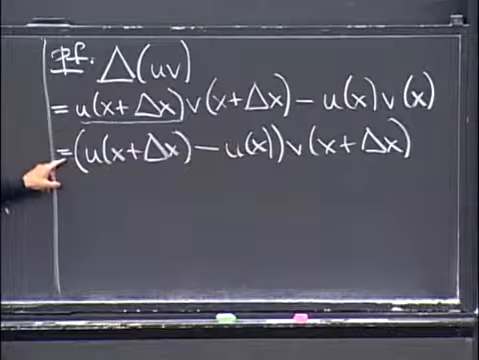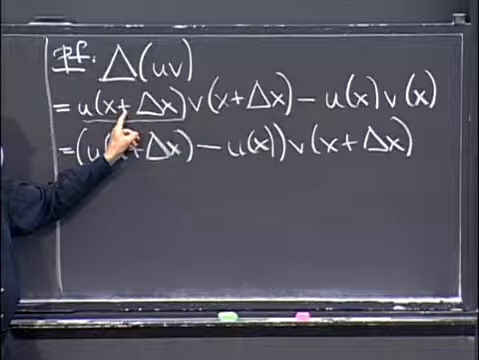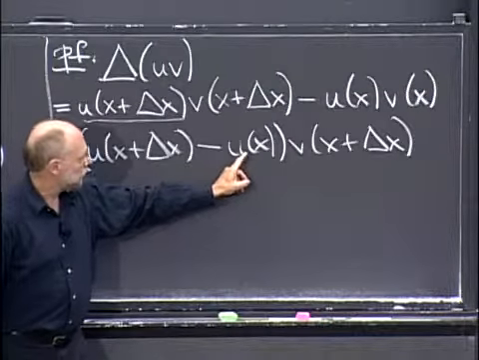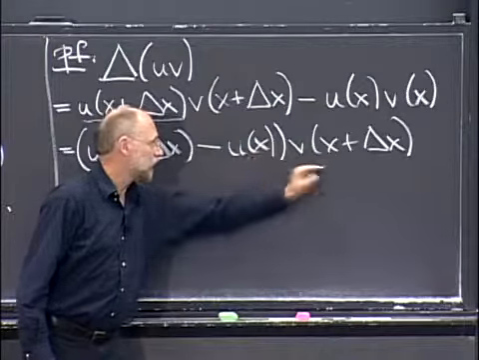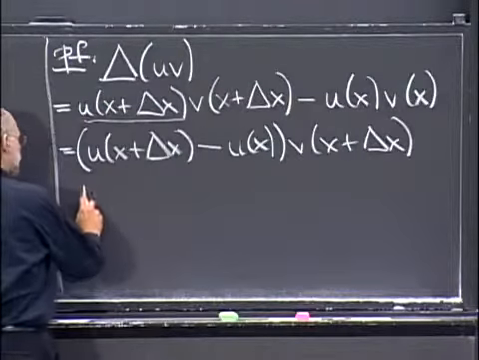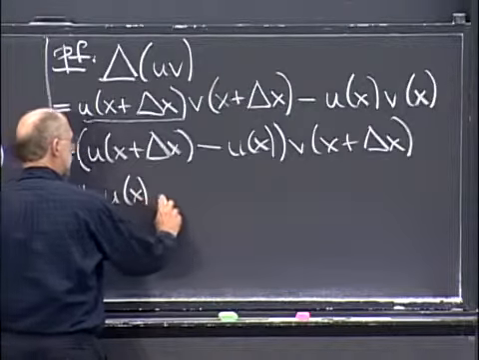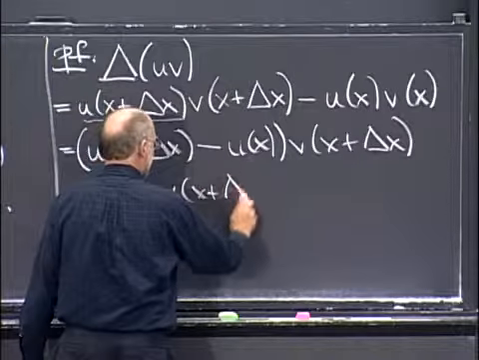Now this equality sign isn't very good right now. I've got this product here so far, but I've introduced something I don't like. I've introduced u times v of x plus delta x, minus that. So the next thing I'm going to do is correct that little defect by adding in u of x times v of x plus delta x.